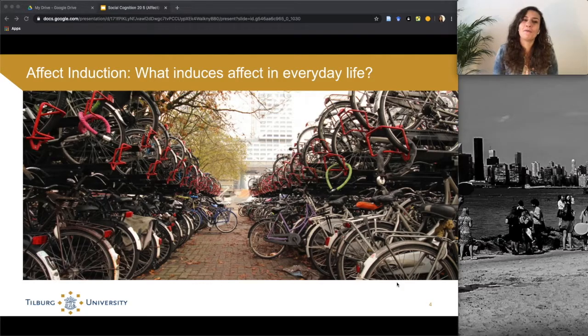Welcome back. Now, I'm sure you thought of some examples for how affect can be induced in your everyday life. And just to make sure that we're all on the same starting point, I want to give some examples myself. So we've already spoken about the bike rack, but something that many people believe affects their mood, or at least I know it's true for me. When the sun is shining outside, then I usually have a better mood than when, like today, it's a little bit more gloomy.